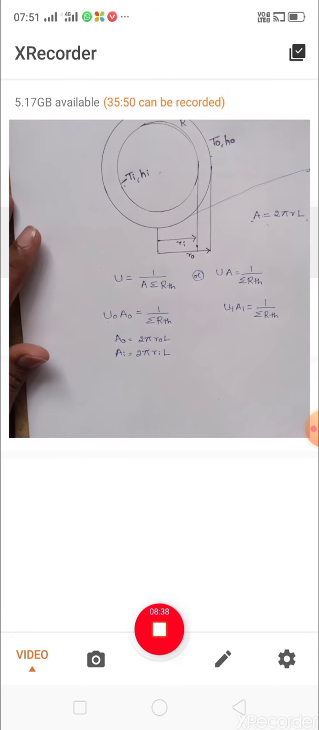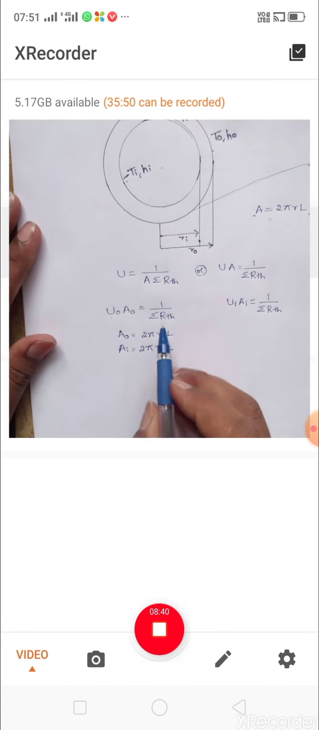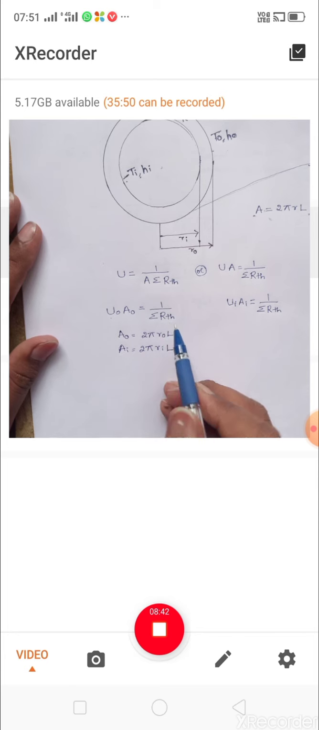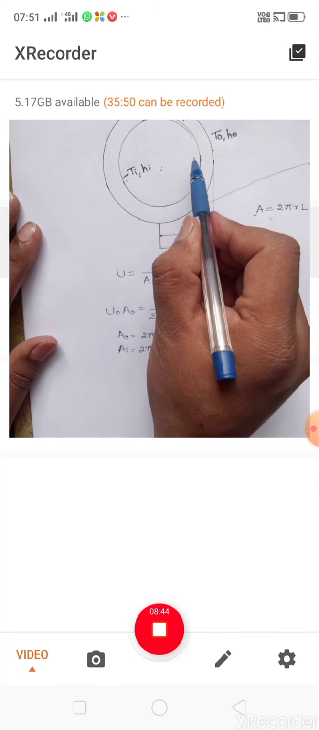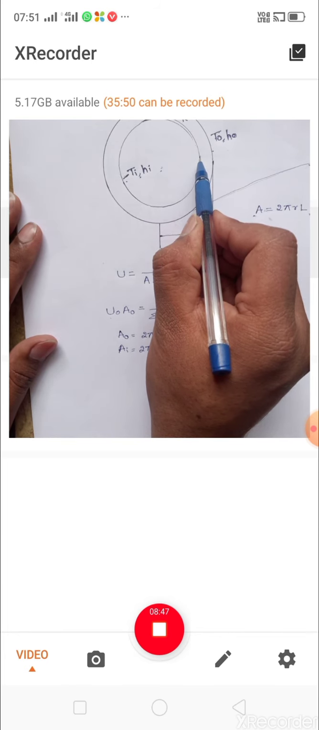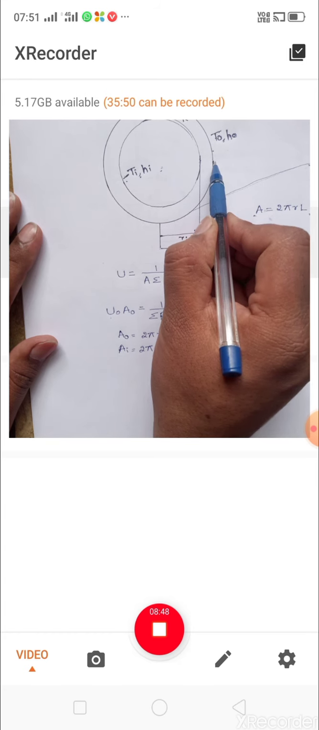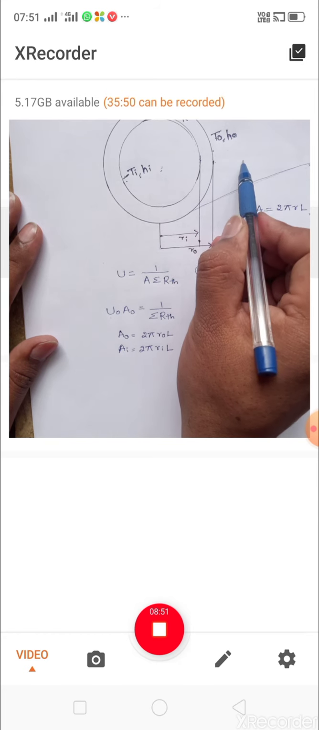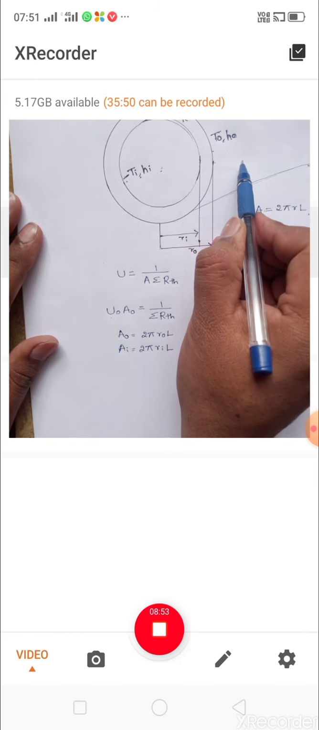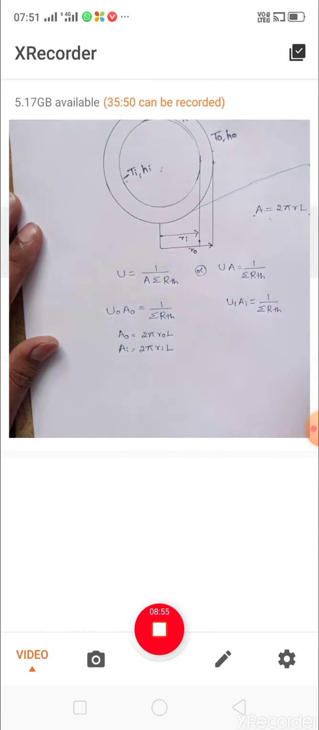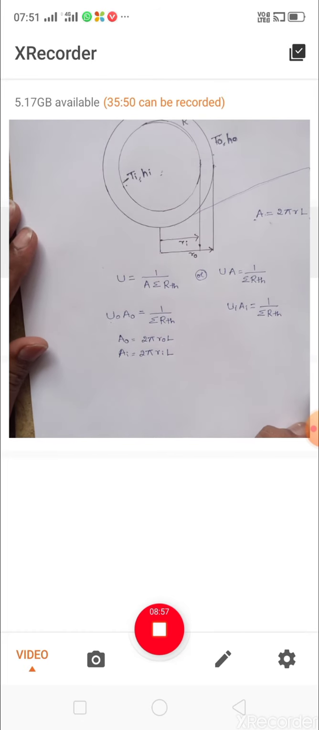So here also the resistances are in series. From here to here, convection heat transfer takes place. From here to here, conduction heat transfer takes place. From here to here, again convective heat transfer takes place. So here also the thermal resistances are in series.